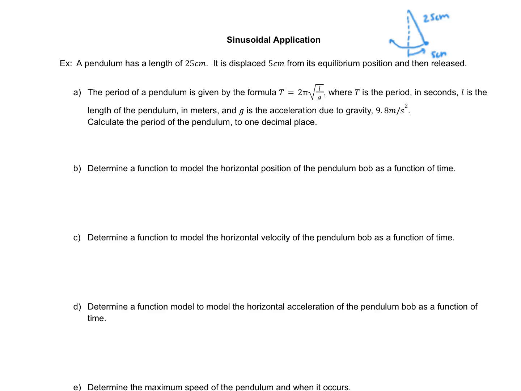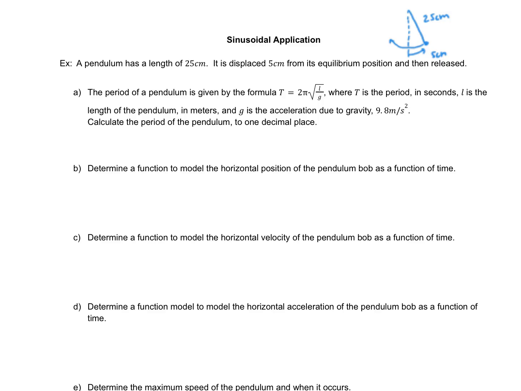The period of a pendulum is given by the formula T equals 2 pi times the square root of L over g, where T is the period in seconds, L is the length of the pendulum in meters, and g is the acceleration due to gravity, which is 9.8 meters per second squared. And we're going to calculate the period of the pendulum to 1 decimal place.